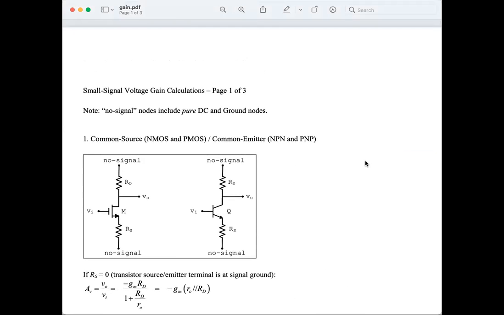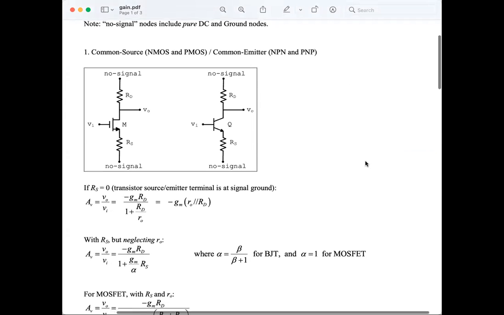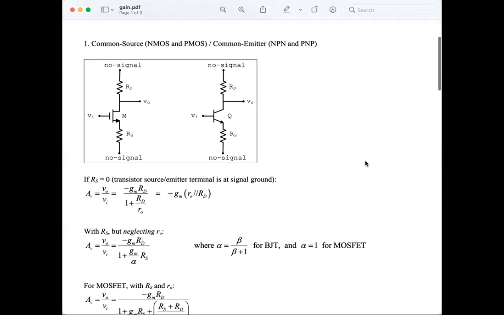I want the gain of a common source. The first stage in the Cascode is a common source. And I have an NMOS transistor. So this is the circuit that I need. And this is a general common source amplifier where there is an input at the gate and the output from the drain, an RS between source and no signal, which can be a pure DC or ground, and an RD between the output and no signal, which can be a pure DC or ground.